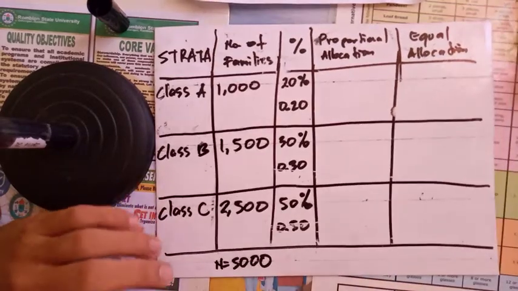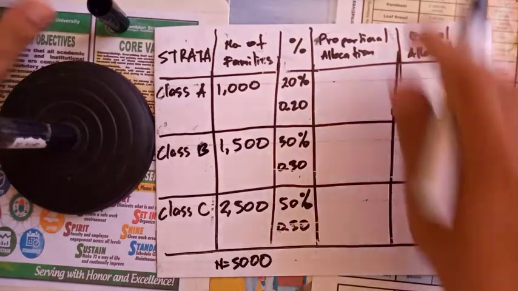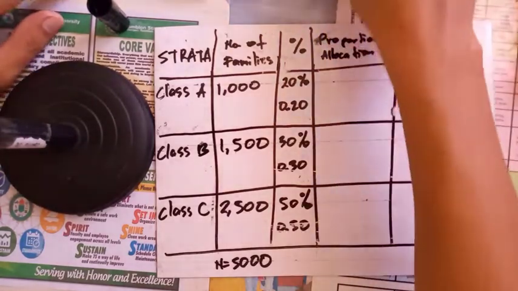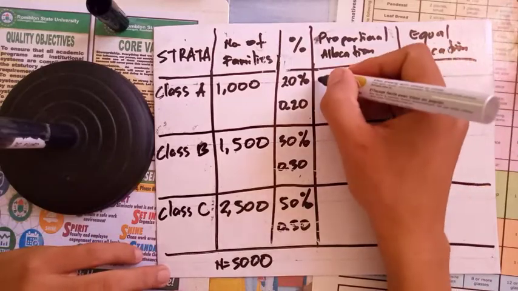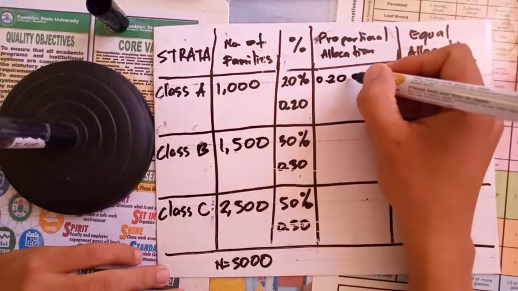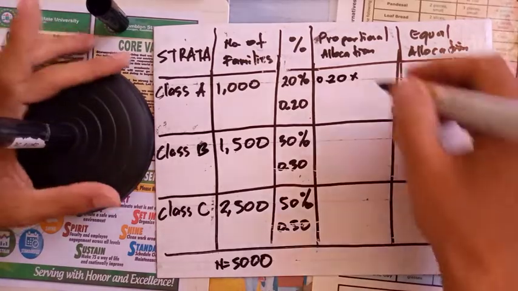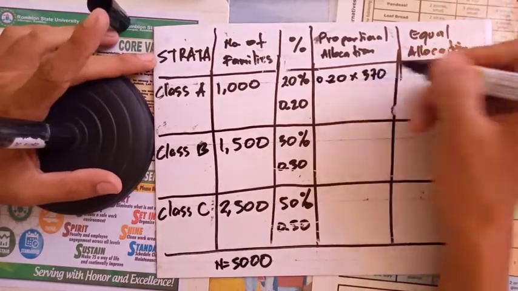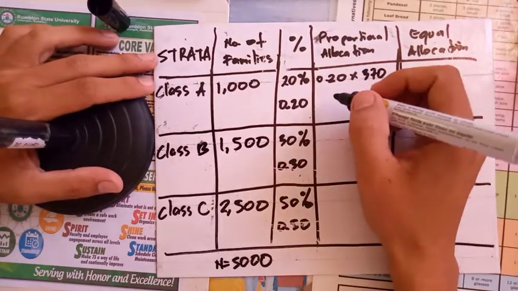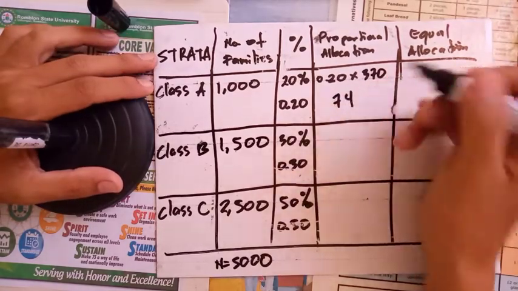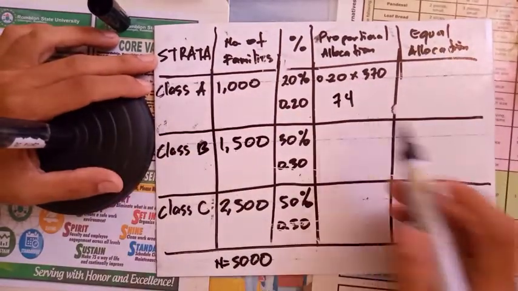So to get the proportional allocation, what we have to do is multiply the percent to our sample size. Okay, so our percent here is 0.20 times our sample size, which is 370, as we solved earlier. So that would be equal to 74. So our proportional allocation for class A would be 74.